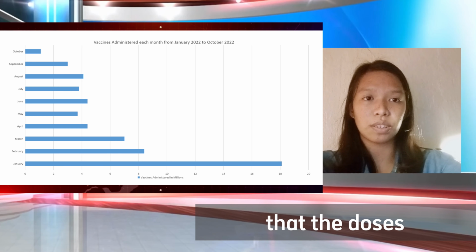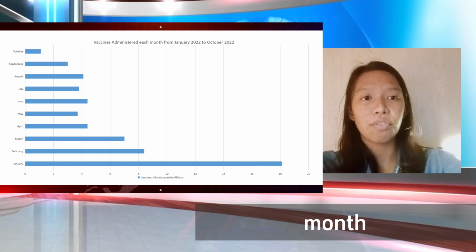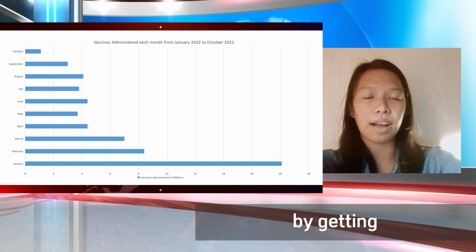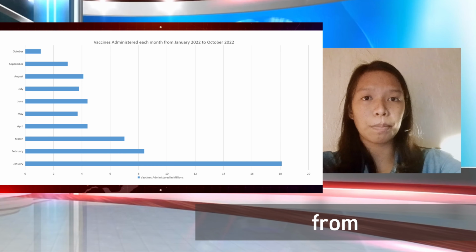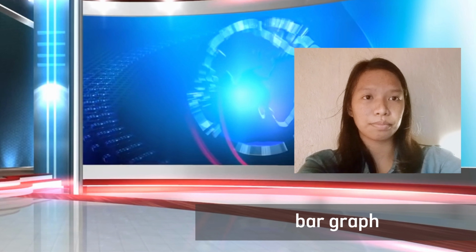Also, the bar graph shows if the doses of the vaccine administered are greater or lower than the succeeding or the preceding month. For the calculation, the administered vaccine data presented in this bar graph were distinguished by getting the difference between the succeeding month and the preceding month from the previous table shown by Ms. Krylov. So that's all for our sample problem for this bar graph.